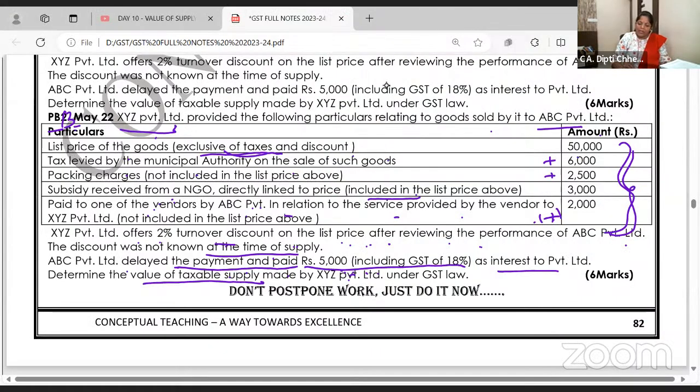I'll show you. I'll take you to the problem. तो वहां ज्यादा अच्छे से समझ में आएगा. देखो ये देखो बेटा, स्क्रीन पे देखो. For delayed payment, ABC Limited delayed the payment and 5,000 including GST of interest was paid to this XYZ Private Limited. हाँ, XYZ Private Limited को पे किया.